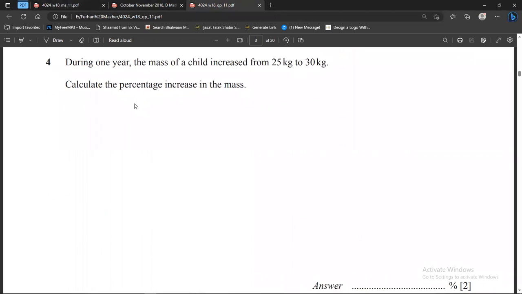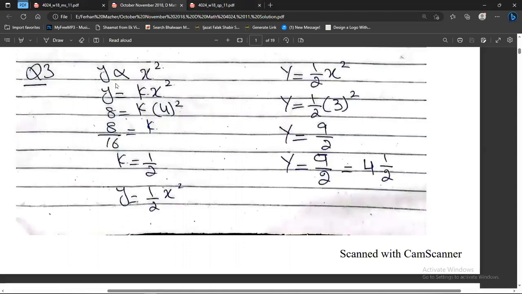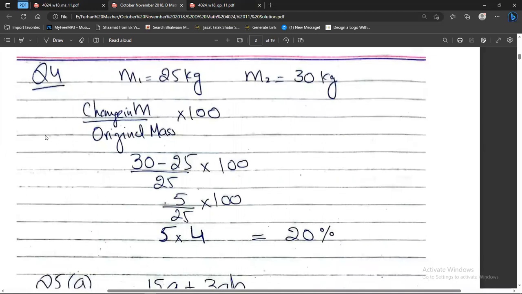Question number 4, it's a 2 marks question. It says, during 1 year, the mass of a child increased from 25 kg to 30 kg. Calculate the percentage increase in the mass. The percentage increase is the increase in the mass divided by the old value, multiplied by 100. So that will be 30 minus 25, divided by the original value, 25, multiplied by 100.